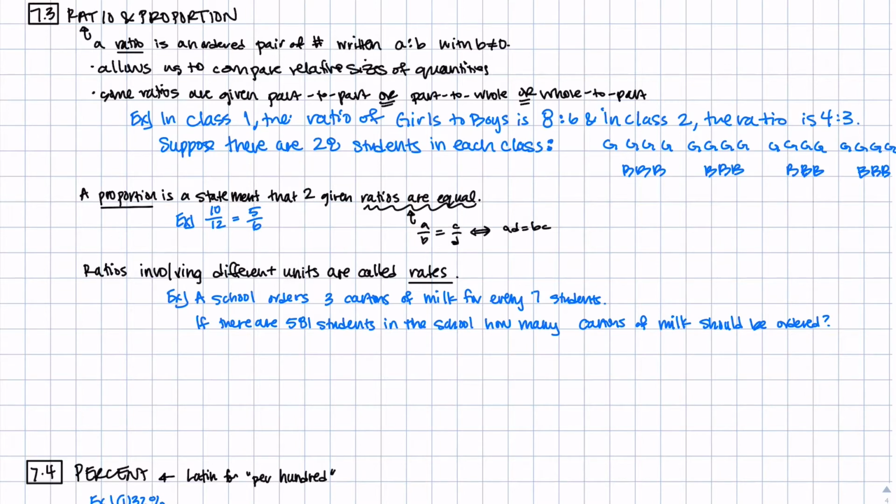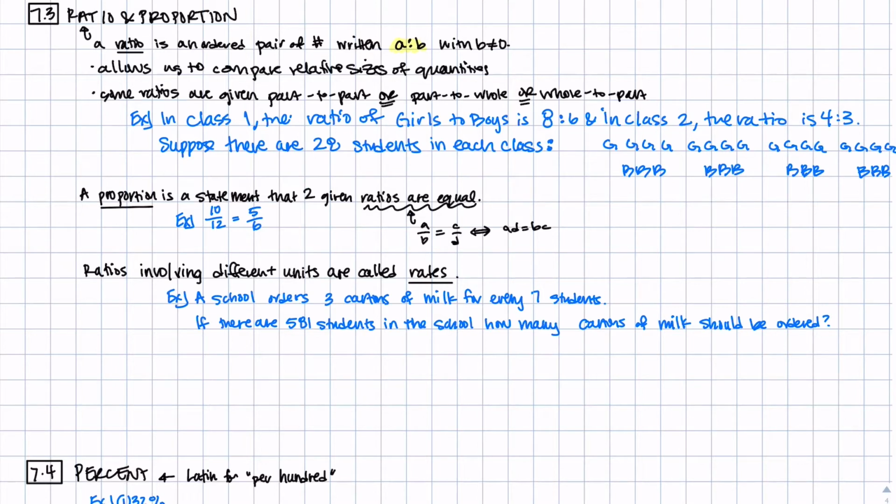So a ratio is an ordered pair of numbers. But there are two main distinctions. One is the way that we write them. We write a ratio A colon B instead of A over B, and we still want B to be non-zero. So we write a ratio differently than a fraction.